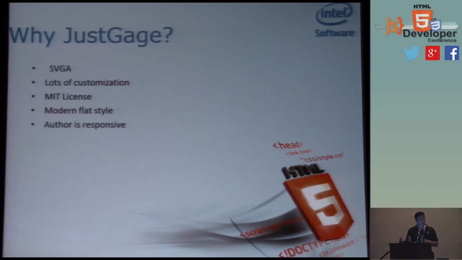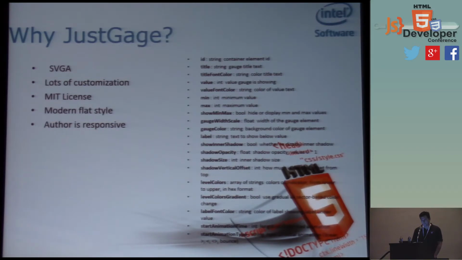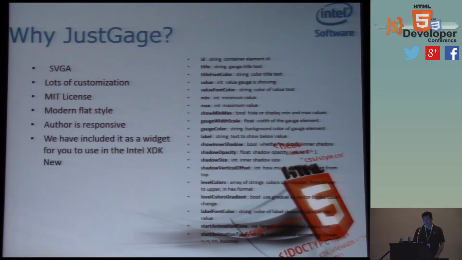But I ultimately settled on JustGage. I loved SVG. I think vector graphics are the way to go when it comes to responsiveness. Customization was extensive and pretty easy to do. The MIT license allows a big company like Intel to work with it. And I kind of like the modern flat style. And the author is actually pretty responsive.